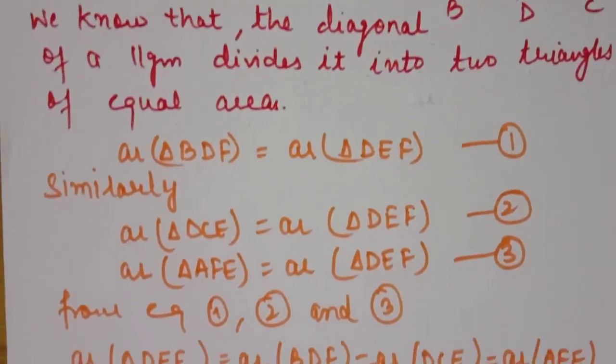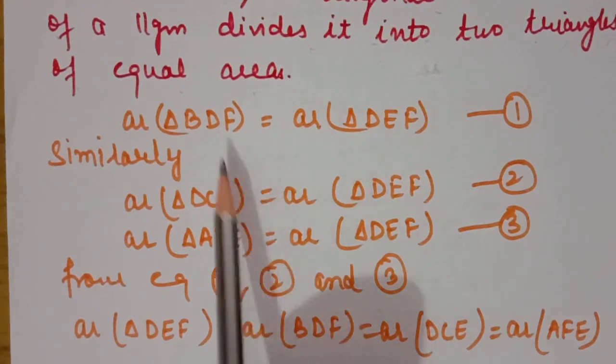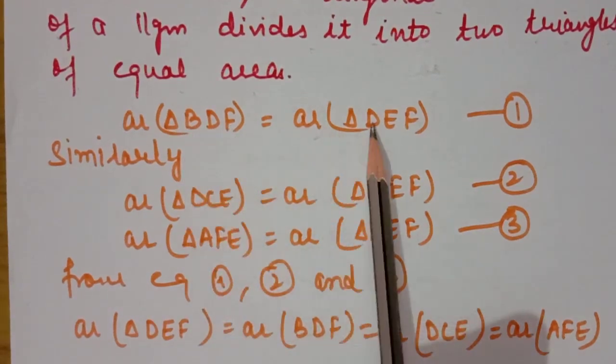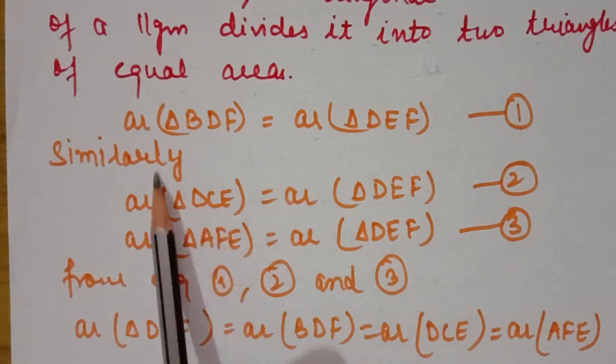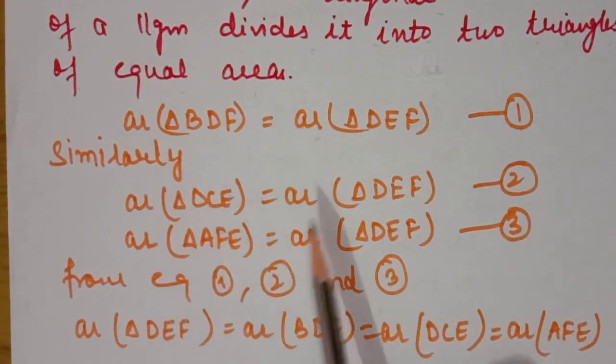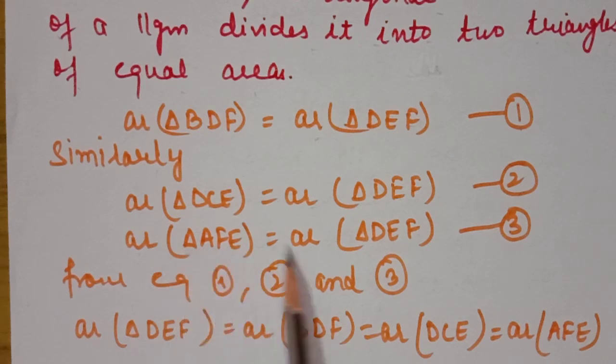So we will write like this: area of BDF is equal to area of DEF, equation number 1. Similarly, area of DCE is equal to area of DEF, equation number 2. Area of AEF is equal to area of DEF, equation number 3. From equations 1, 2 and 3, area of DEF is equal to all the remaining 3 triangles. It means all 4 triangles are equal to each other in area.